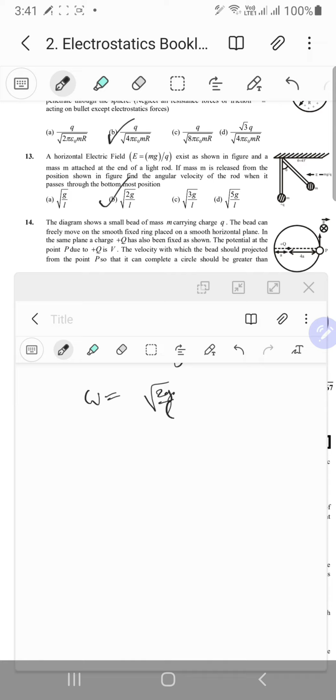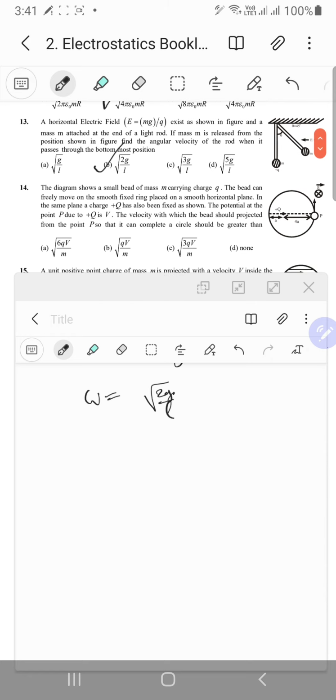Placed on a smooth horizontal plane. Cool. In the same plane, a charge capital Q has also been fixed as shown. The potential at the point P due to Q is V. The velocity with which the bead should be projected from point P so that it can complete a circle should be greater than.